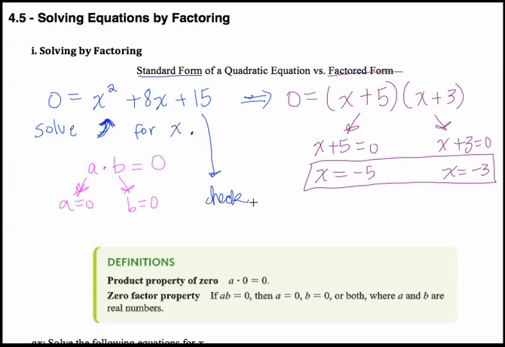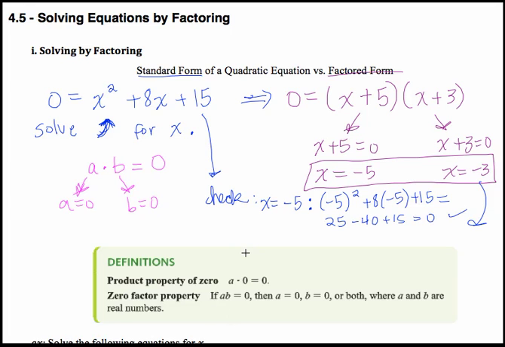So first let's check x equals -5 and see if it works. -5 squared plus 8 times -5 plus 15. Well, -5 squared is 25. 8 times -5 is -40, plus 15. 25 minus 40 is -15, so that is, in fact, 0. And the same thing can be shown for x equals -3.